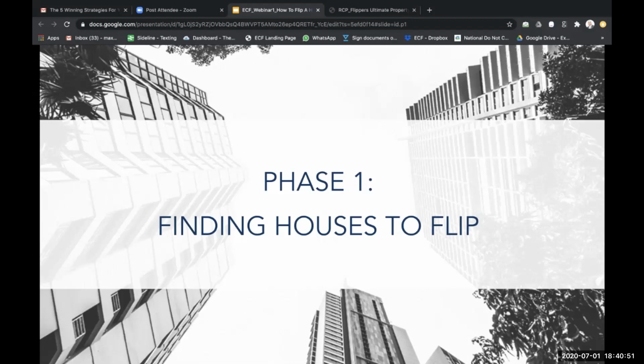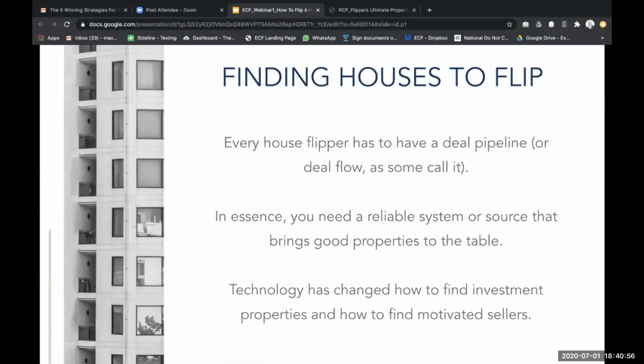So phase one, finding a house to flip. Every house flipper, whether you're a newbie or experienced, everybody needs deal flow. Without deal flow, there is no flow, there is no business.